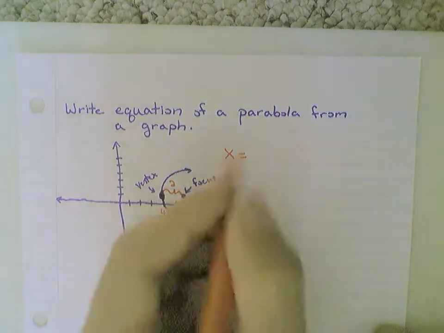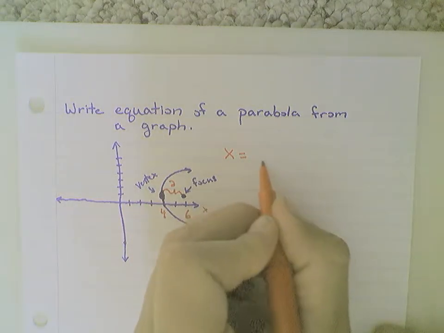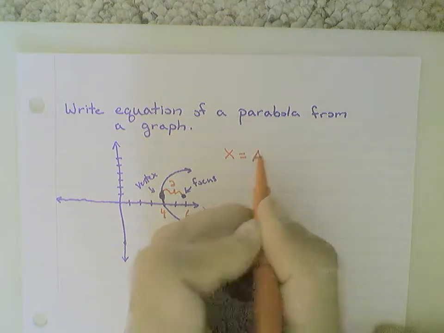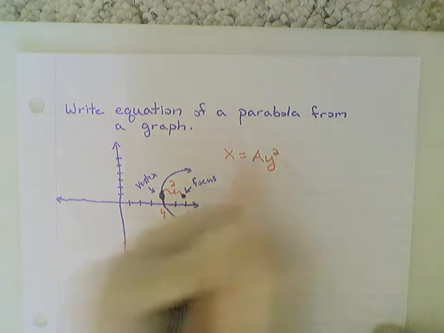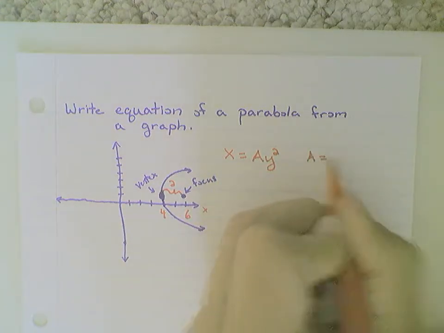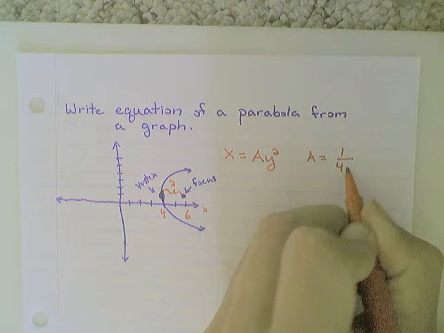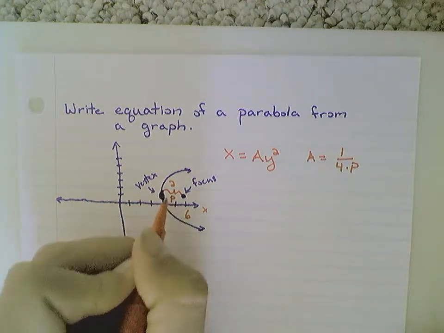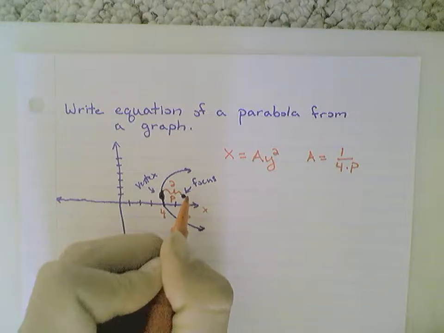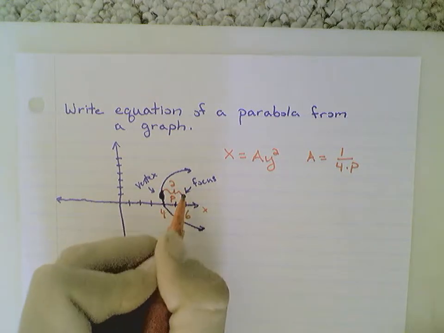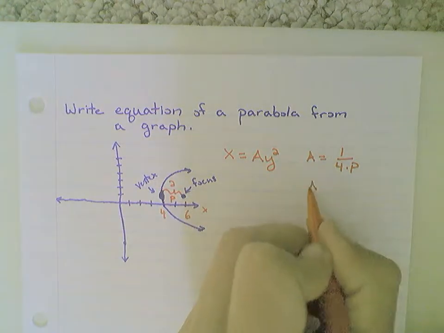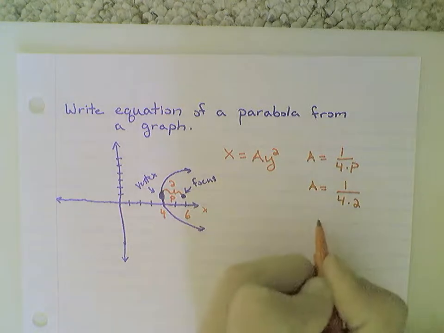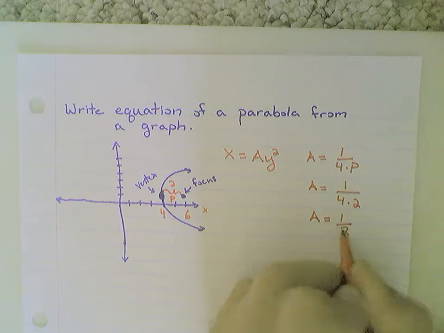If you recall, normally our equations for a horizontal parabola are x equals a times y squared, and a equals 1 over 4 times p, where p is this distance between the vertex and the focus. So right now we have that distance is 2, so I know my a has to be 1 over 4 times 2, so a has to equal 1/8.